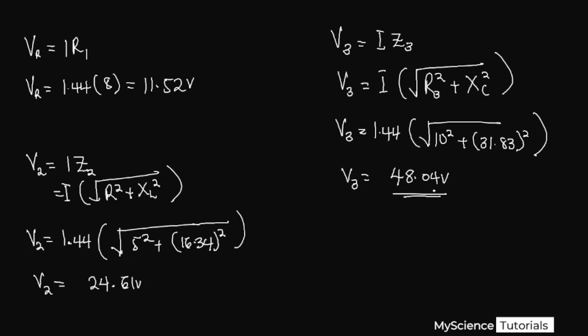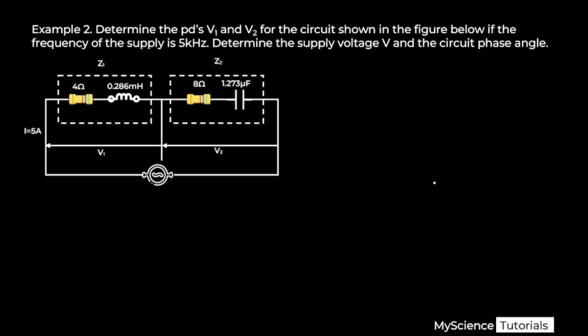Now let's go ahead and have a look at another example so that we further appreciate what we are doing on series connected impedances. The second example is this. We are to determine the potential differences V1 and V2 for the circuit shown in the figure below. If the frequency of the supply is 5 kilohertz, we are to determine the voltage supply and then the circuit phase angle.